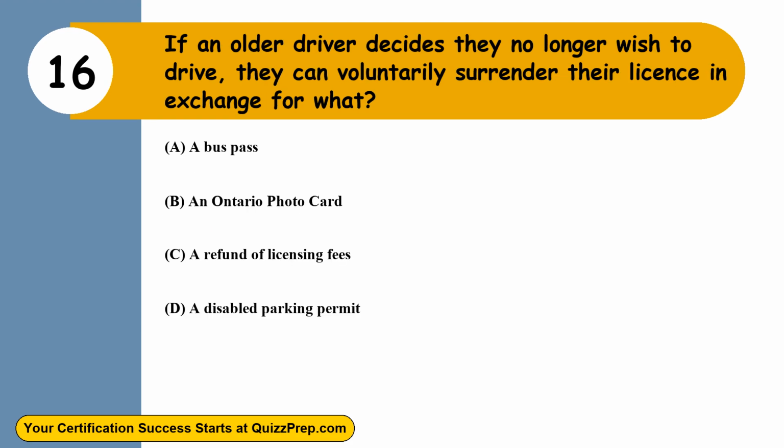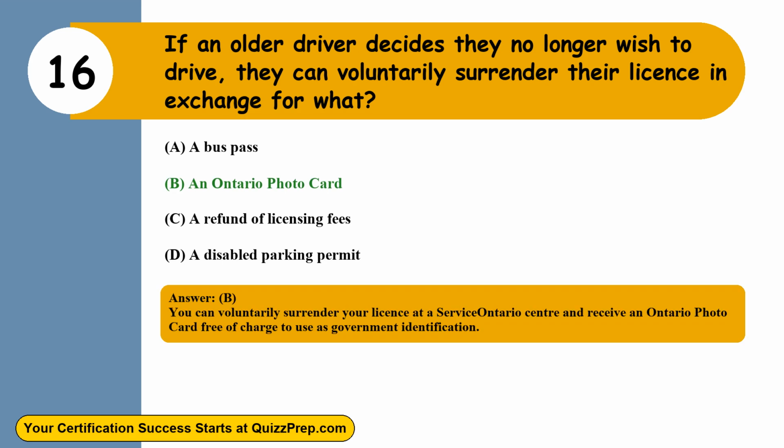Question 16. If an older driver decides they no longer wish to drive, they can voluntarily surrender their license in exchange for what? Option A. A bus pass. Option B. An Ontario photo card. Option C. A refund of licensing fees. Option D. A disabled parking permit. The correct answer is option B. An Ontario photo card. You can voluntarily surrender your license at a Service Ontario Centre and receive an Ontario photo card free of charge to use as government identification.